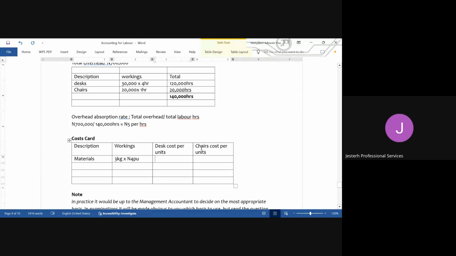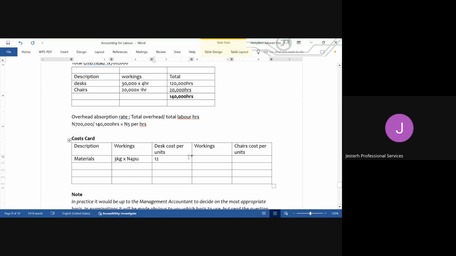Let me add one more so that this can be easier for us to do. Now, this particular work in here is for desk, and this one is for chair. I don't want to mix them together so that we can understand it better. We need 3 kg of wood to produce this desk, and each kg costs 4 naira. So 3 multiplied by 4, as we said earlier, is 12 naira.